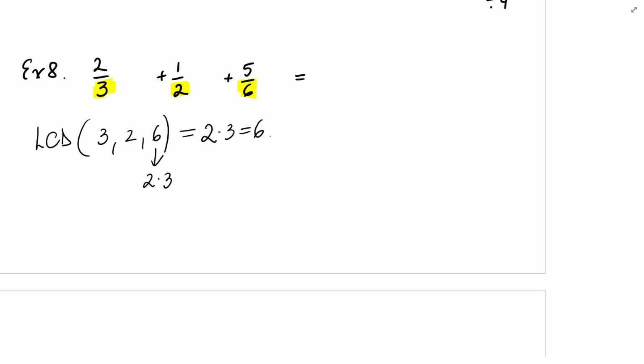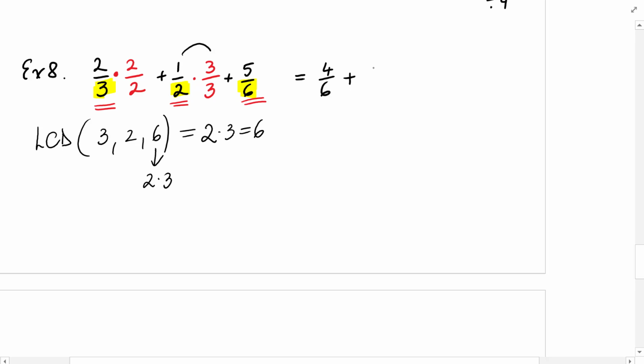So now we want each of these fractions to have denominator 6, right? The third one already has. But the first one, we need to multiply by 2 over 2, because 2 times 3 is 6. The second one, we have to multiply by 3 over 3, and the last one, we leave it that way. So now, 2 over 3 times 2 over 2 is 4 over 6, plus the second one, 1 times 3, it's 3 over 6, and the last one is 5 over 6.